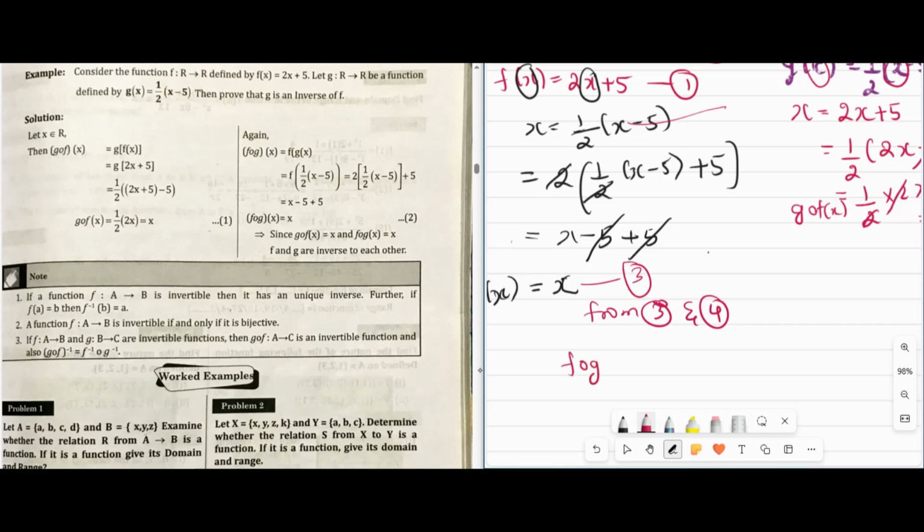fog of x is also x, and gof of x is also x. Therefore, f and g are inverse of each other.